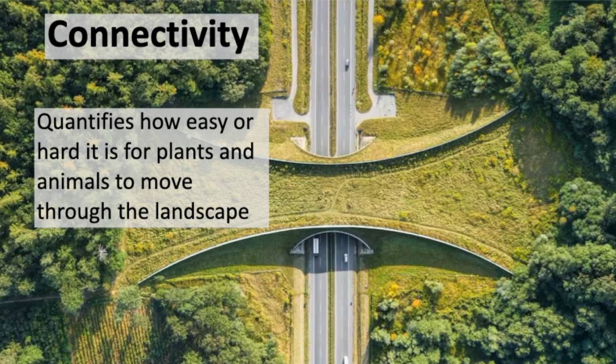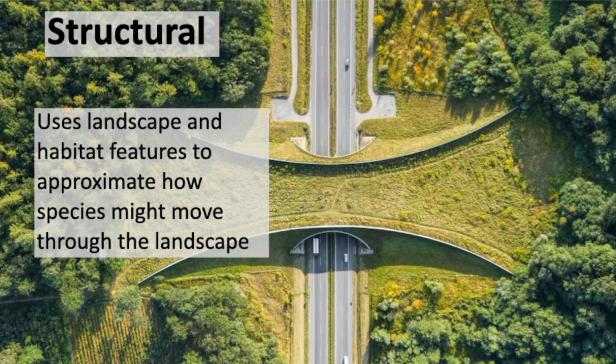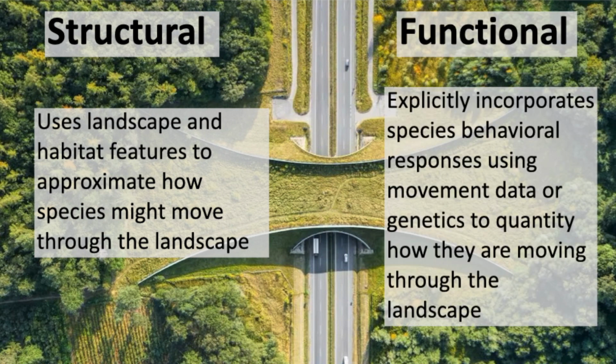And by connectivity, I simply mean how easy or hard it is for plants and animals to move throughout the landscape. And it turns out when you define connectivity, there's a couple different types of connectivity we could be examining. So we have structural connectivity, and this uses landscape and habitat features to approximate how species might be moving throughout the landscape. Alternatively, we can contrast that with functional connectivity. And functional connectivity explicitly incorporates species behavioral responses. So it uses things like movement data or genetic data to actually quantify how they're moving about throughout the landscape.